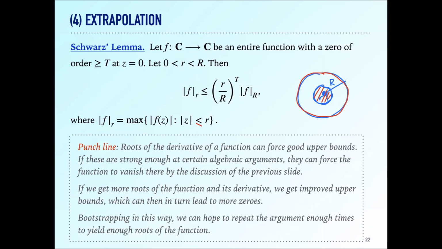Using Schwarz's lemma, you get an upper bound on the size of the function complex analytically. It's so small that, using the previous slide, the idea that algebraic integers can't be too small, otherwise they have to be zero, what you get is more zeros of the function. And then with those more zeros, Schwarz's lemma gives you an even smaller value of the function. And you keep feeding it back into itself until you get more and more zeros, until you get more zeros than you needed to apply your van der Waals trick and get the linear dependence you wanted.